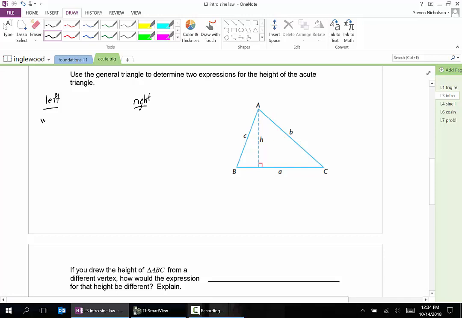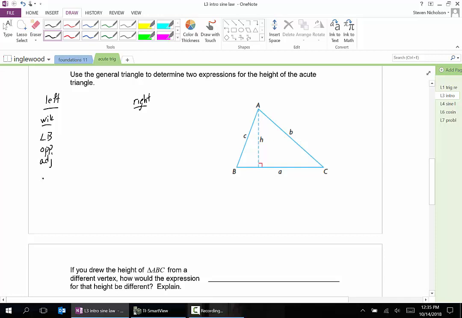So again, with the left-hand side, what do I know? Well, I know angle B, and I have the opposite, which is H, and I have the adjacent. And again, what that points us to is sine.